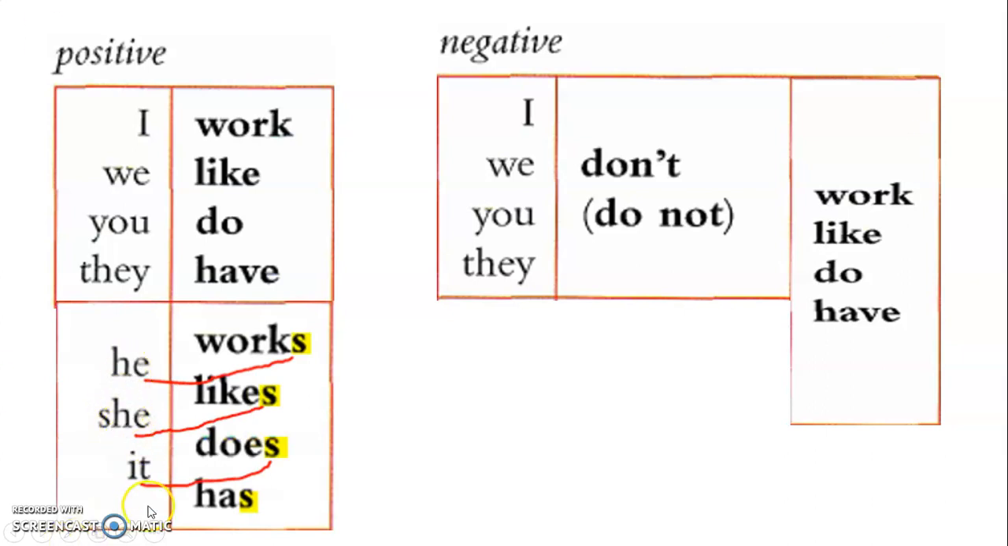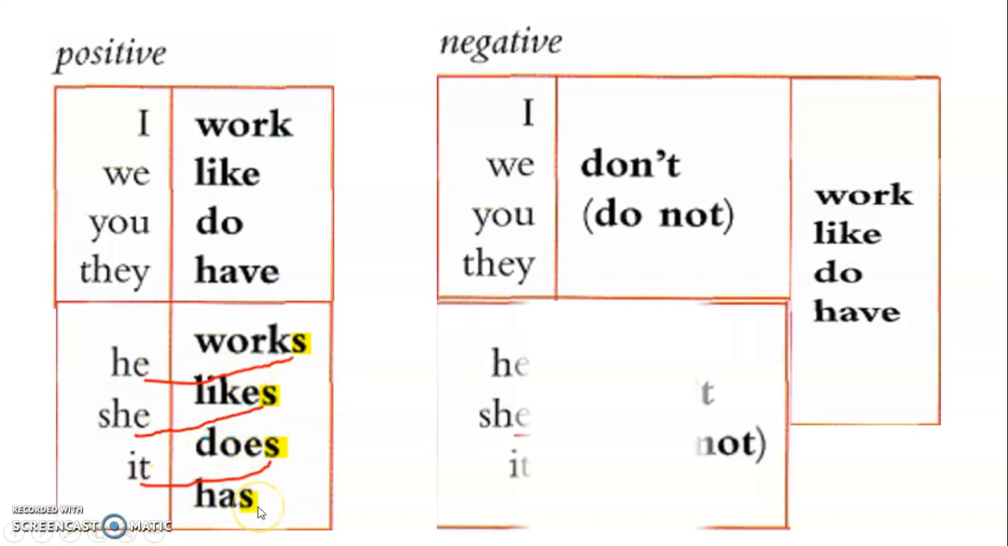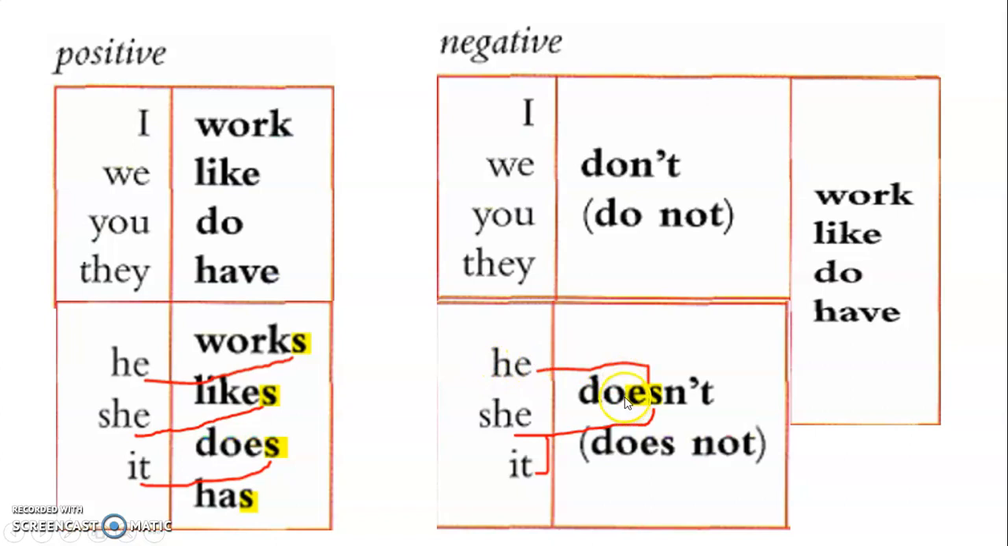With he, she, and it, we need to put an S. So he works, she likes, it does, it has. In the negative, he doesn't, she doesn't, it doesn't work, like, do, or have. Always remember, we only put an S in the present simple if you have he, or the name of a man, or she, or the name of a woman, or it, or an animal or a thing, like a table. Okay? He and she and it take the S here with doesn't.